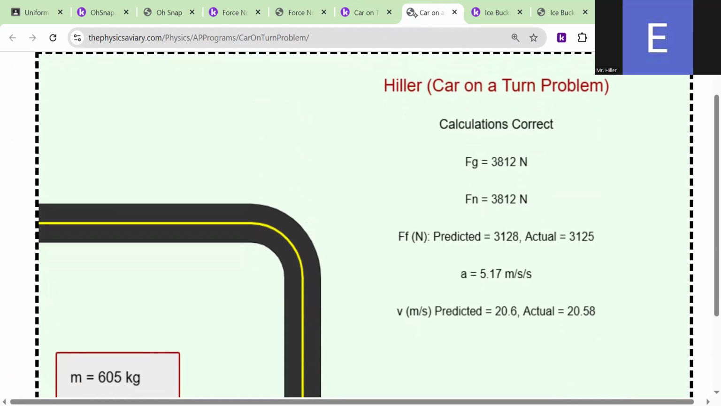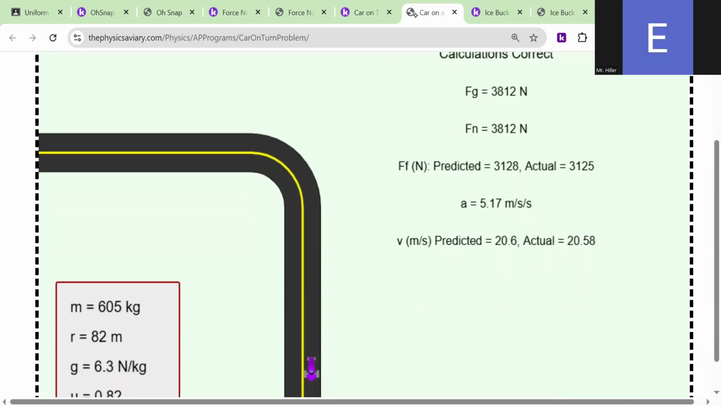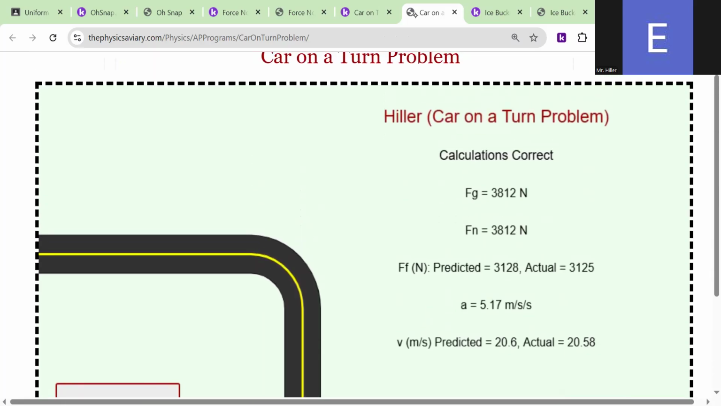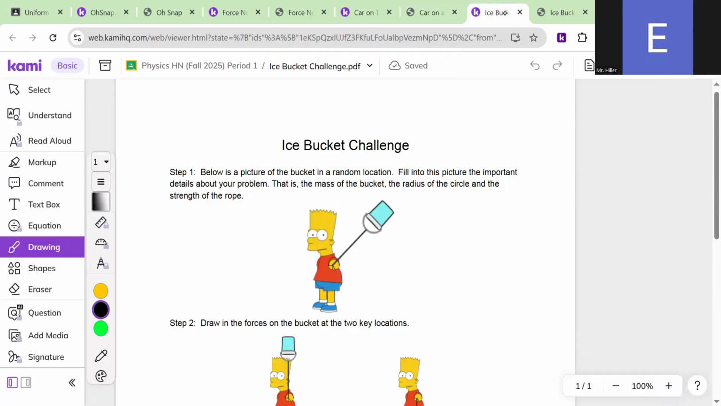Okay, hopefully you were able to get question 3 correct as well. If so, on to question number 4, the fourth and final question. This one is our ice bucket challenge. In the picture, we have an ice bucket in a random location. Fill in the important information about the details: the mass of the bucket, radius of the circle, strength of the rope, all that.